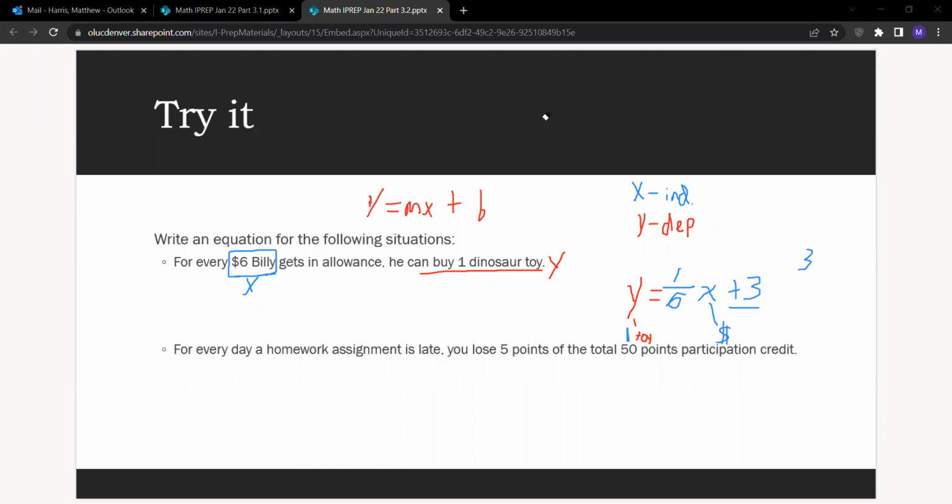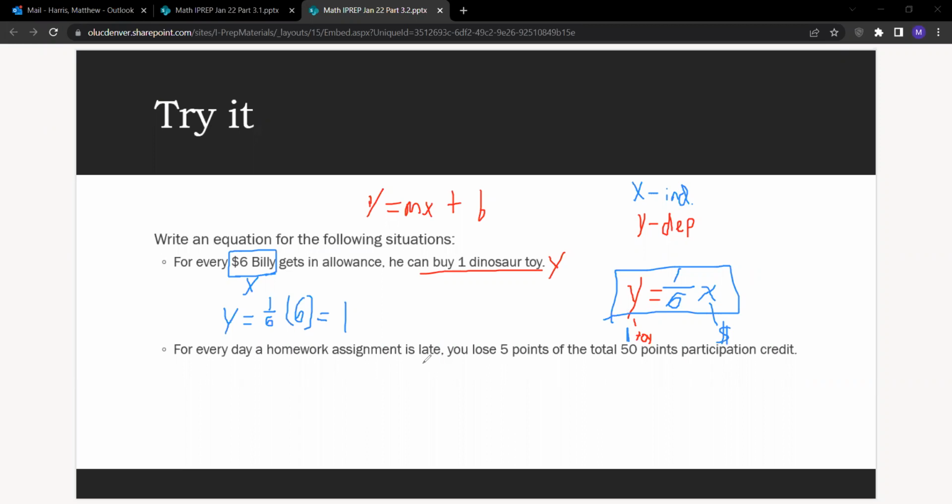Right now, if we have $6, let's plug this in and see if it works. We have y equals 1/6 x, and let's say we have $6. What's 1/6 of 6? 1. So that makes sense: if we have $6, we have 1 dinosaur toy. If this said plus 3, that means we start with 3 dinosaur toys. But we don't, so there's no y-intercept. So this is your final answer: y equals 1/6 of x.